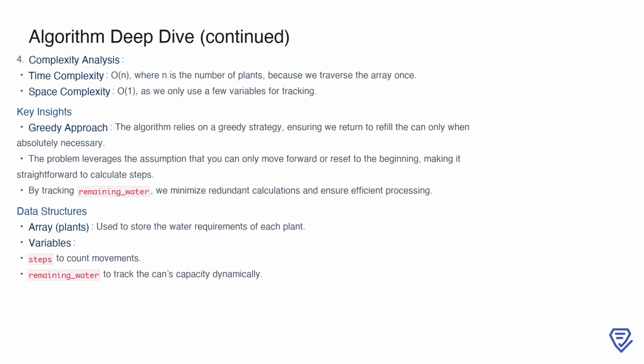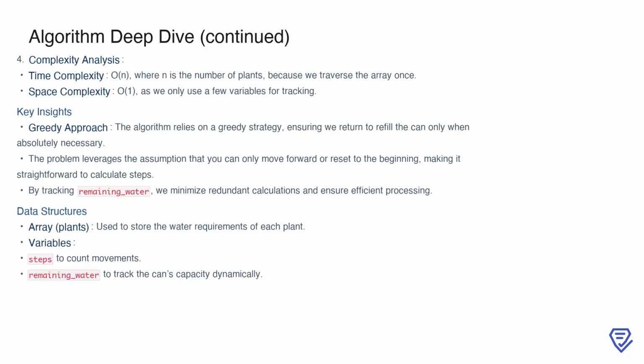Analyzing the algorithm's complexity, we see that the time complexity is O(n), where n is the number of plants. This is because we iterate through the array exactly once, performing constant time calculations for each plant. The space complexity is O(1), since we only use a few variables, such as steps and remaining_water, to manage our calculations. The algorithm employs a greedy approach, refilling the can only when absolutely necessary, which ensures an optimal solution.